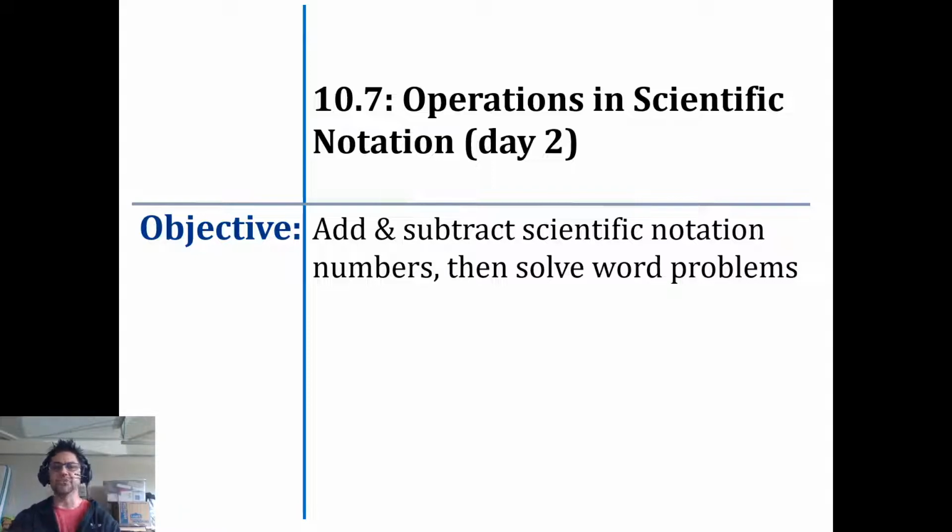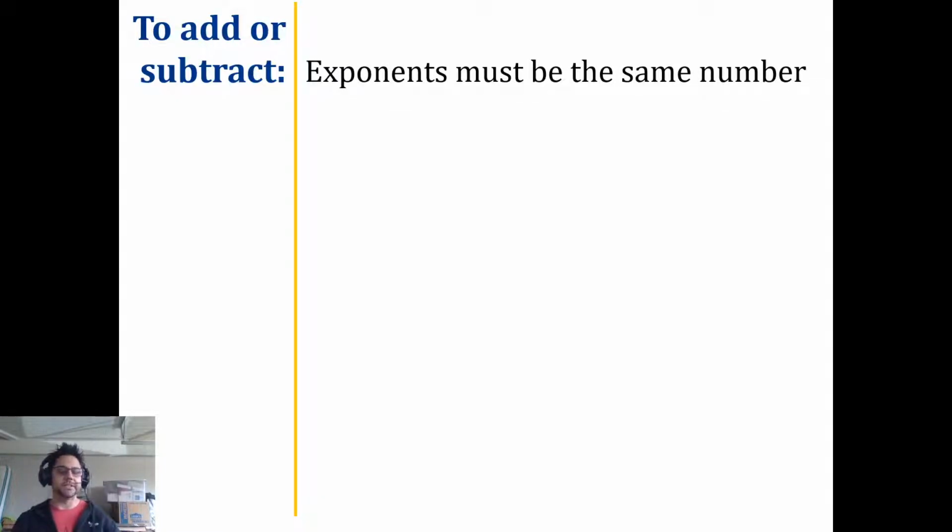So we're going to teach you 2 methods on how to complete these. One of those methods is very important to make sure that the exponents must be the same number. So it's kind of like fractions. You know how you learned in elementary school that you can only add or subtract fractions if they have the same denominator? Same concept here. You can only add or subtract your scientific notation numbers if they have the same exponent.